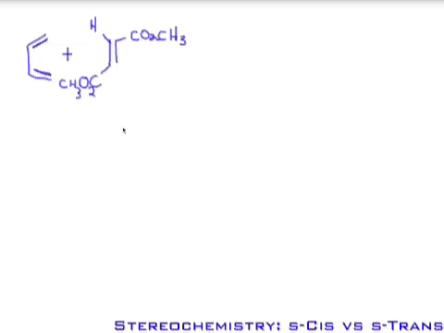Okay, so CH3O2C. And let's repeat the reaction with the cis. So here's H. Here's H. I'll draw it out this time. CO2CH3 means the ester.